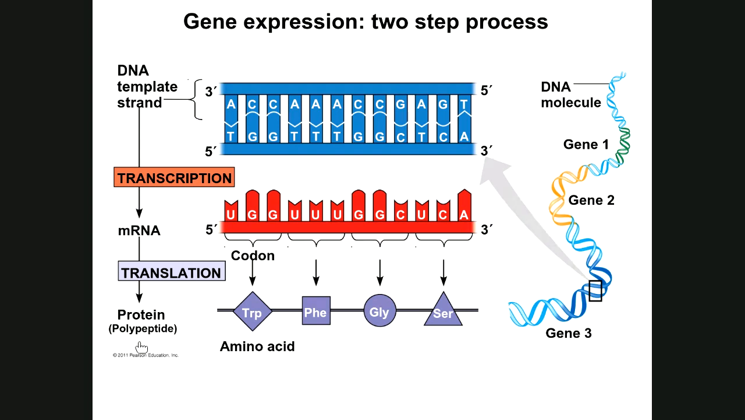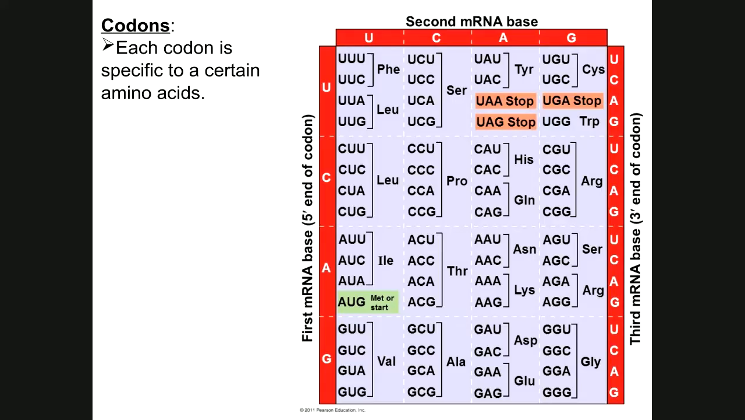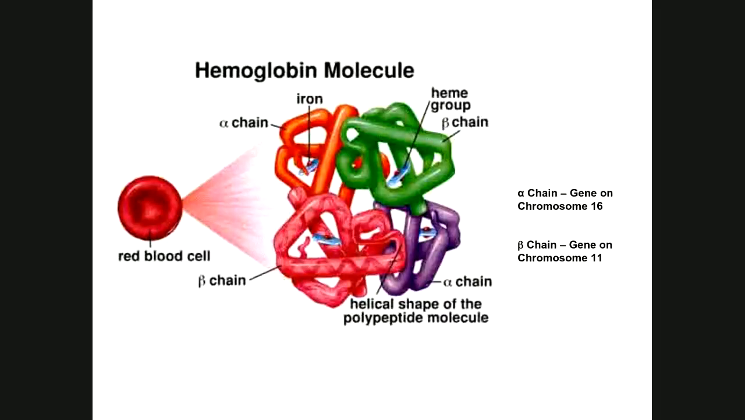So once that polypeptide is synthesized, it may fold up and become an active protein. It may fold up and become one of several tertiary structures that form a quaternary level protein that then becomes active. Case in point, the molecule hemoglobin. The molecule hemoglobin is made up of 4 tertiary structures. 2 of them are referred to as alpha chain, 2 of them are referred to as beta chain.